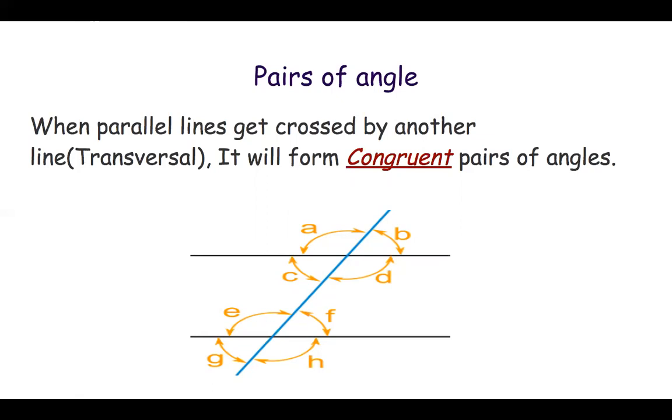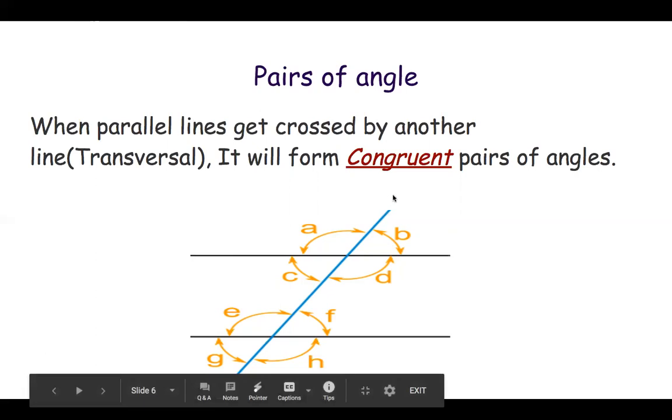So we're going to look into pairs of angles which are congruent in parallel lines. When parallel lines get crossed by another line, which is a transversal, it will form congruent pairs of angles. Let's see what those angles are. These are the two parallel lines, and this is the transversal cutting through those two lines.